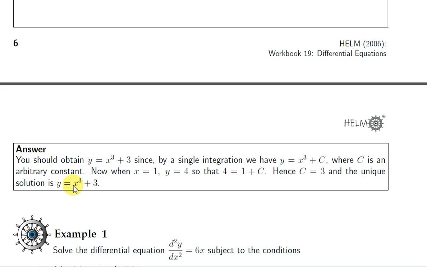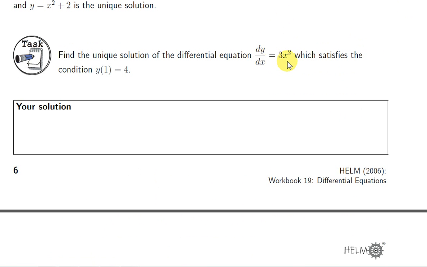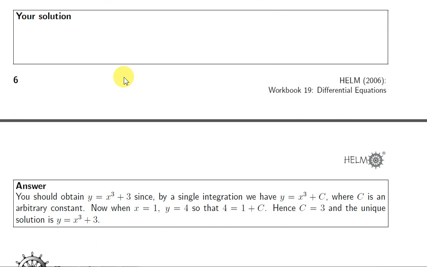So this satisfies the differential equation, because if you differentiate it, you get dy dx equals 3x squared, and that's what we want for our differential equation. Dy dx equals 3x squared. And if you work out y at x equals 1, you will get 4. So if you plug 1 in for x, you get 1 cubed plus 3, which is 4.